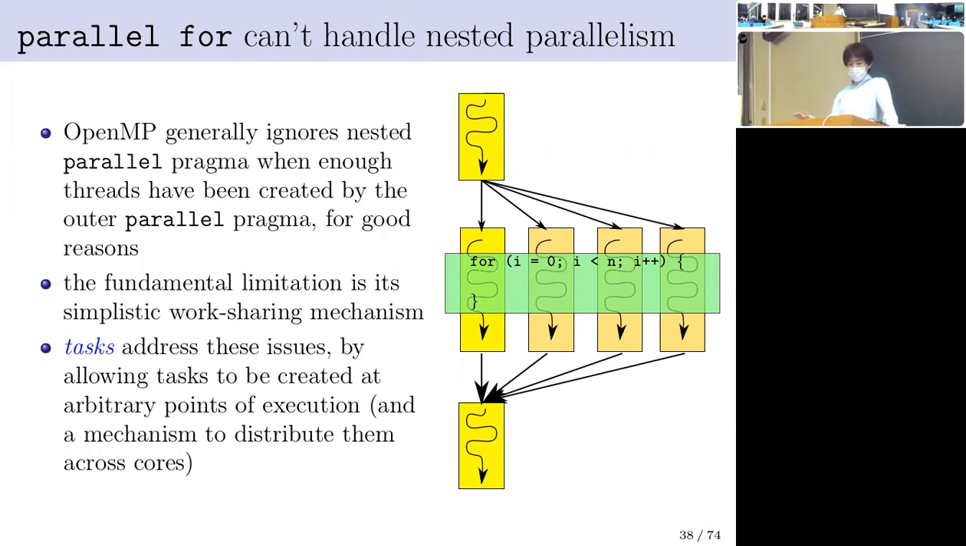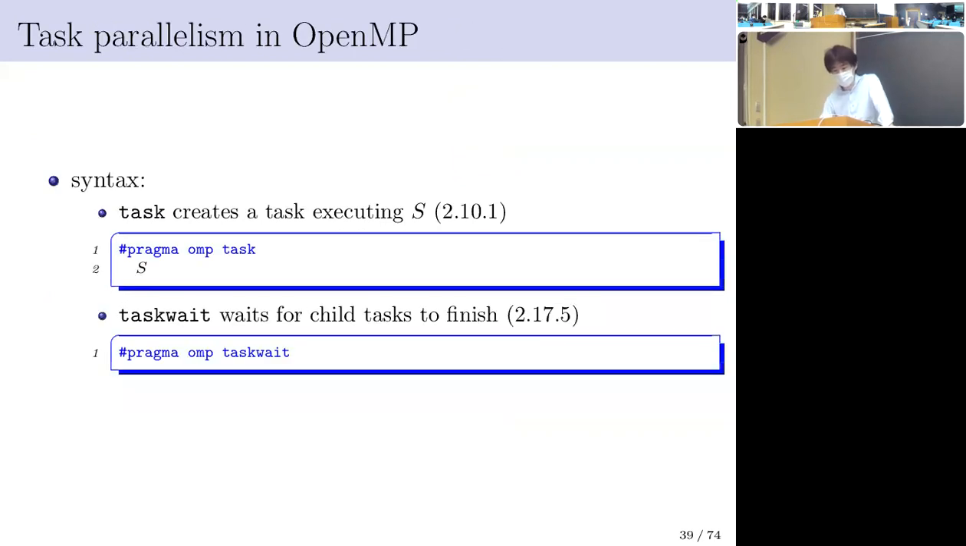Basically, the idea behind tasks is that at any point in the execution of your program, you can simply say, I want to create another task here. Tasks are created during the runtime, and unlike for loops, we don't know in the beginning how many tasks will be created. But the runtime system somehow distributes all the available tasks to all the available underlying threads. This is the idea behind this.